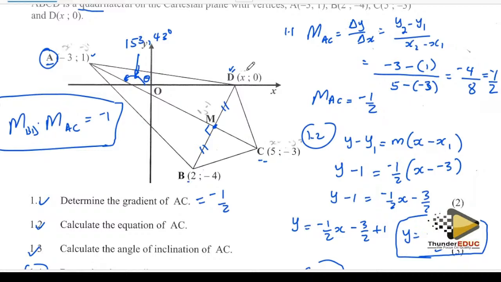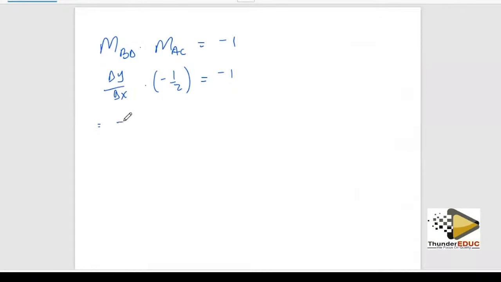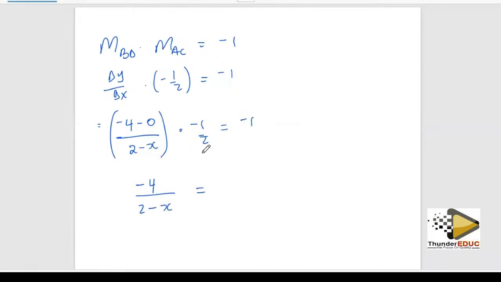Either way, doesn't matter. I'll call this x1 and then y1. And this is going to be my x2 and then my y2. Then when I substitute in the gradient formula, I'm going to have -4 minus 0 over 2 minus x. I'm multiplying this by -1/2 is equal to -1. Then I can divide both sides by -1/2, so that I have just -4 over 2 minus x is equal to just the 2.